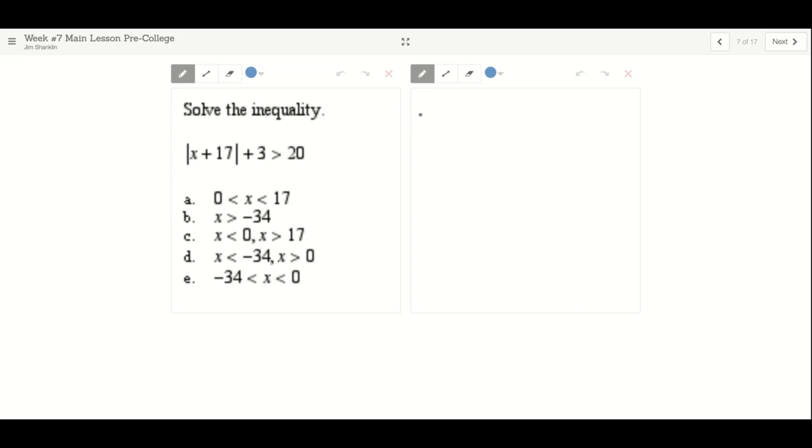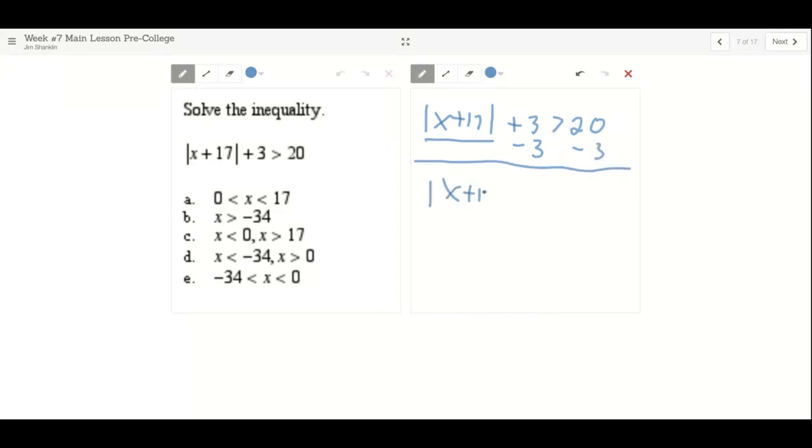First thing I'm going to do is write it over here. Absolute value of x plus 17, plus 3, is greater than 20. Now, first thing you want to do is get the absolute value by itself, so you want to isolate this. So the first thing I did is subtract off 3 on this side. There's only one side. So then I end up with the absolute value of x plus 17 is greater than 17.